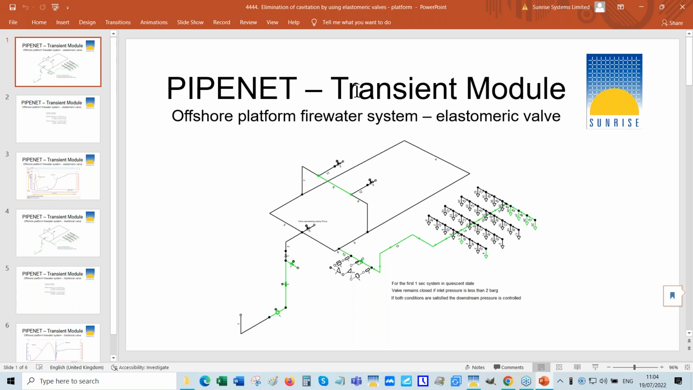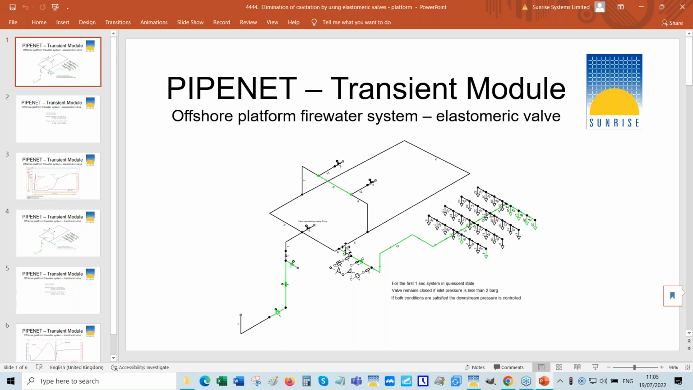Don't forget, this is Dr. Chen can explain this a bit more. PIPENET actually can model the movement of a cavity within the system. But what it cannot model is two-phase flow. The cavity moving is different from two-phase flow.